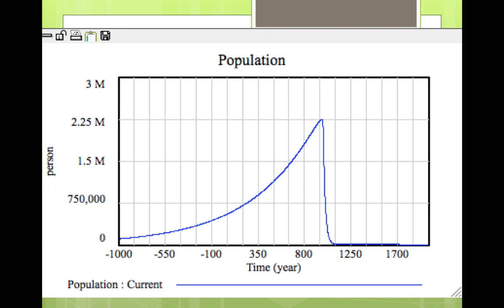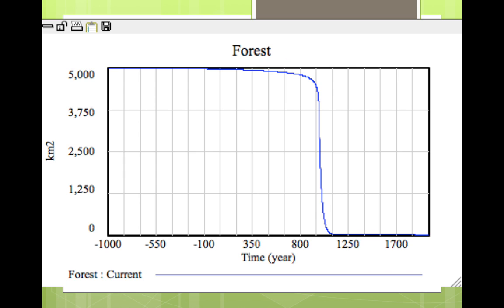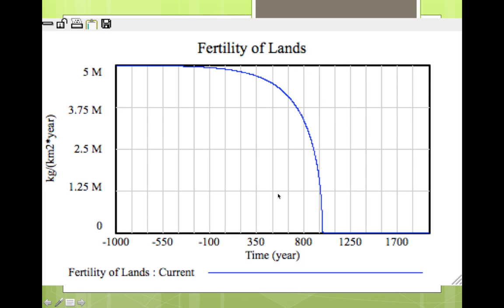We're going to be looking at this in more detail. But you can also look at the other stocks, the forest, and they followed a similar pattern. In this case, this was about the extent of forest that was available to them at the time, and this is what essentially came of it. At about the same time, it collapsed. And you can see the fertility of the lands, which was another of the variables in the model, collapsing from 5 million kilograms of food per square kilometer of area per year to 0.